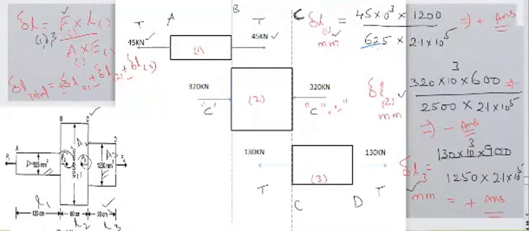Therefore 45 kilo is nothing but 10 to the power of 3. And next, L represents the length of the first portion. Therefore, if you see the diagram, it is 120 centimeter. So I convert this 120 centimeter into mm. It will be 1200 mm. That is the length of that component.